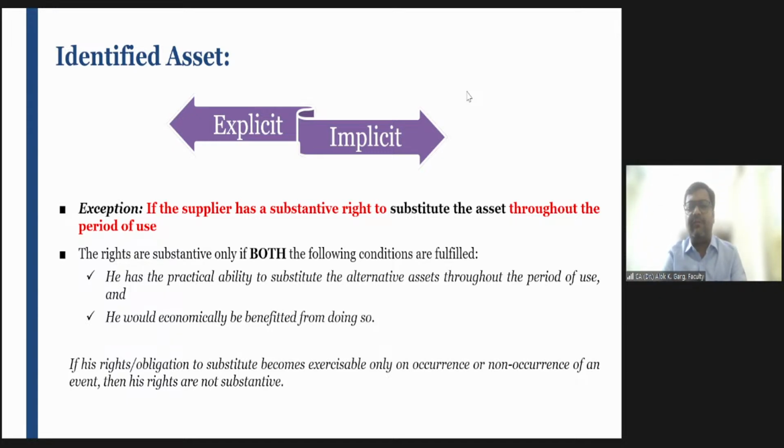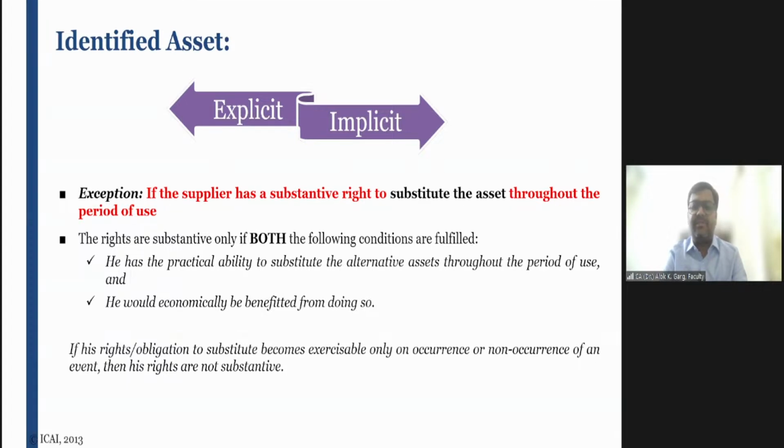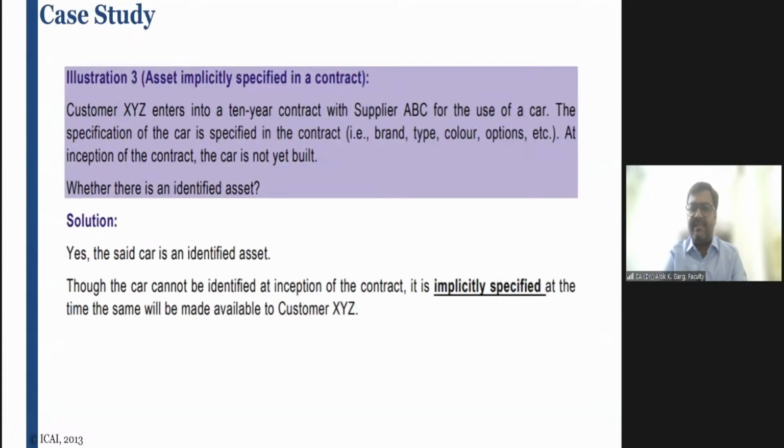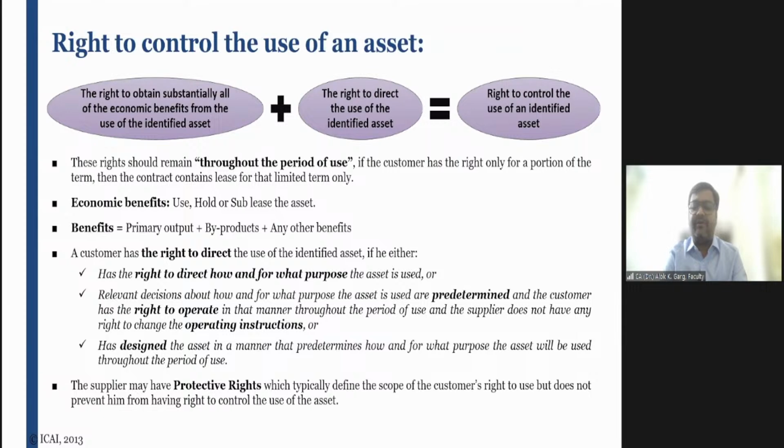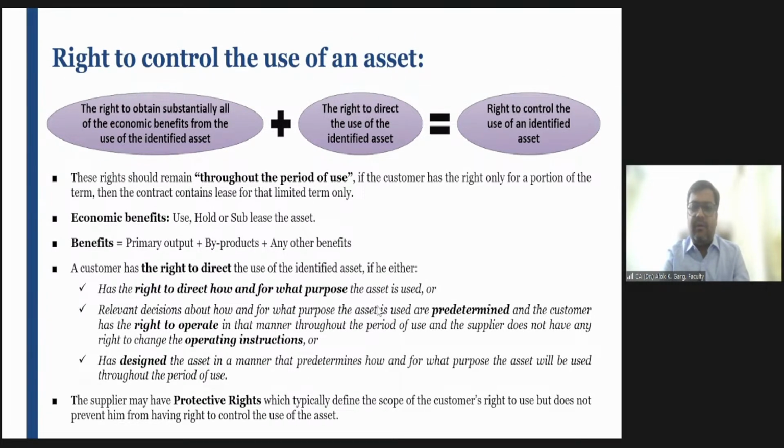So this was the concept of identified asset, friends, and we discussed two examples of identified asset and substantive substitution right. The second one is right to control the use of an asset. Friends, there is a difference between right to use and right to control the use. For example, Sailesh is my friend. Sailesh asked me, sir, can you please provide me your car? I said, yes, Sailesh, you can use my car, since I am traveling for a week outside India.